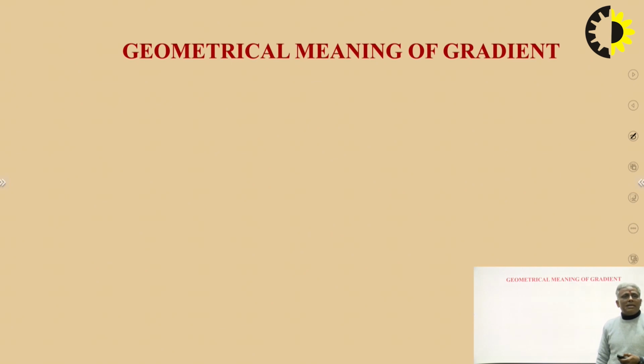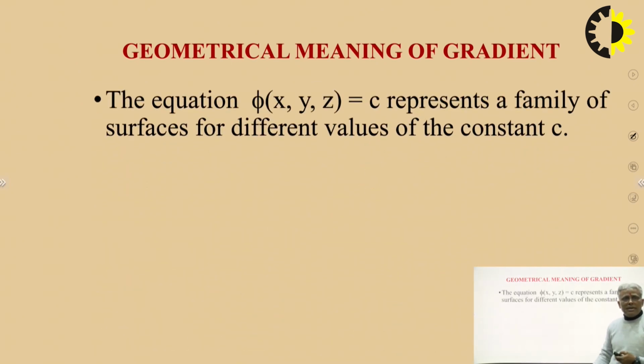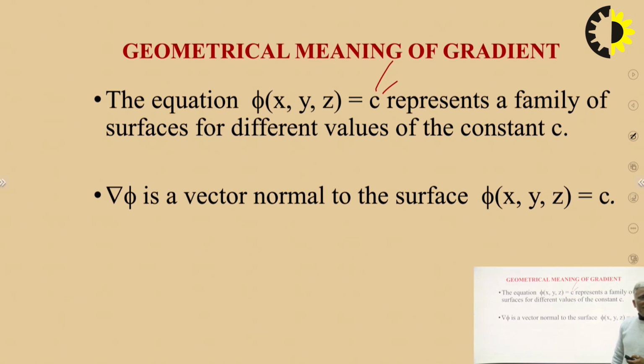Another is the geometrical meaning of the gradient. What is the meaning of the geometrical gradient? I explain in this lecture. The equation phi(x, y, z) = c represents a family of surfaces for the different values of the constant c. c contains all different values, right? So that is known as the gradient. That means normal to the surface. Del phi is a vector normal to the surface phi(x, y, z) = c. I just explain it, right?